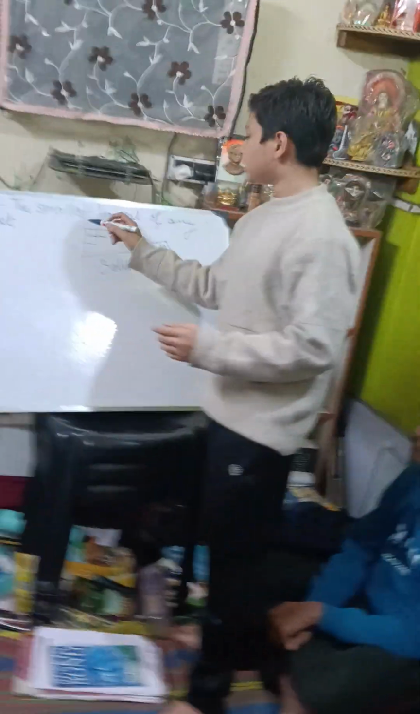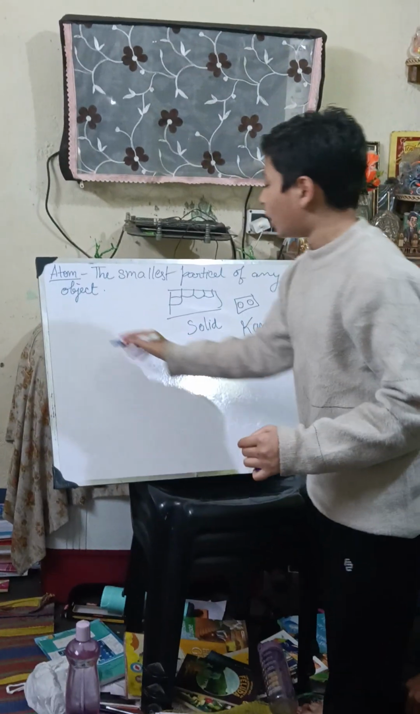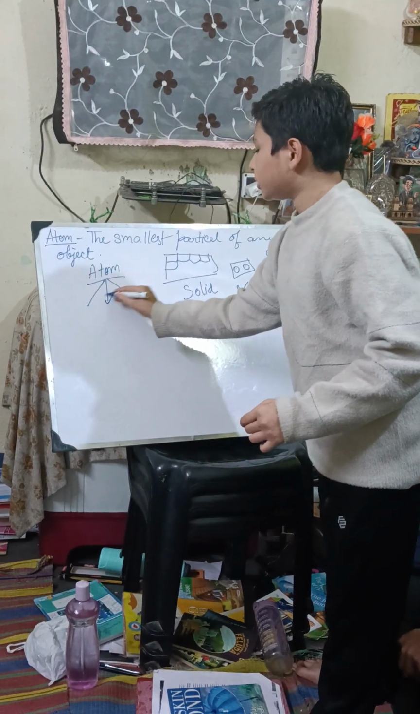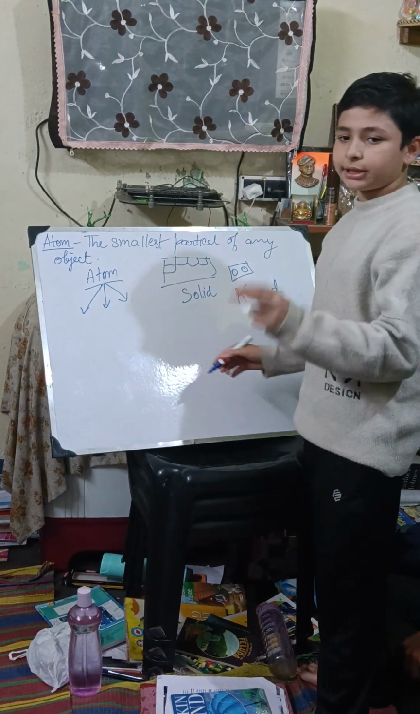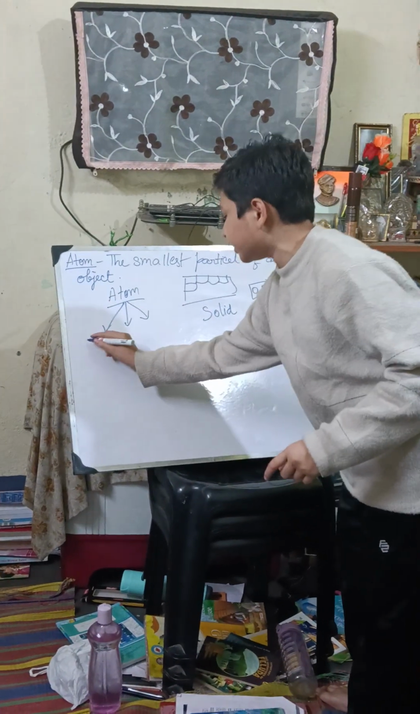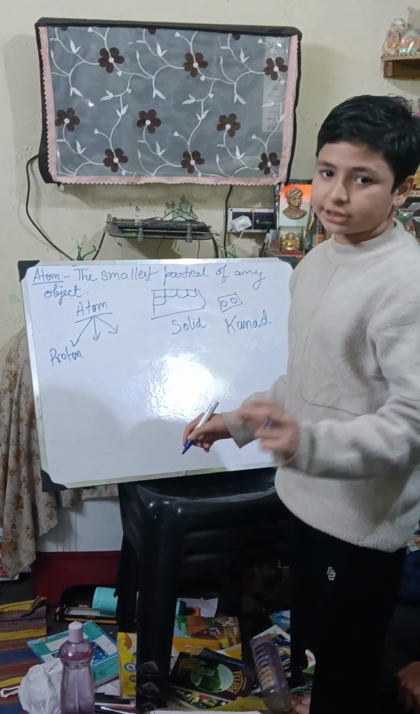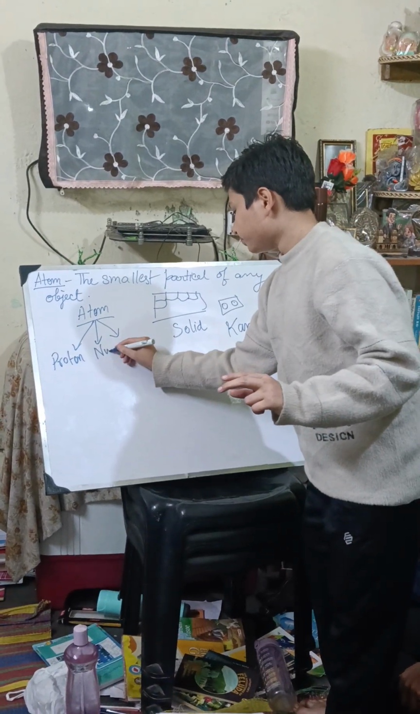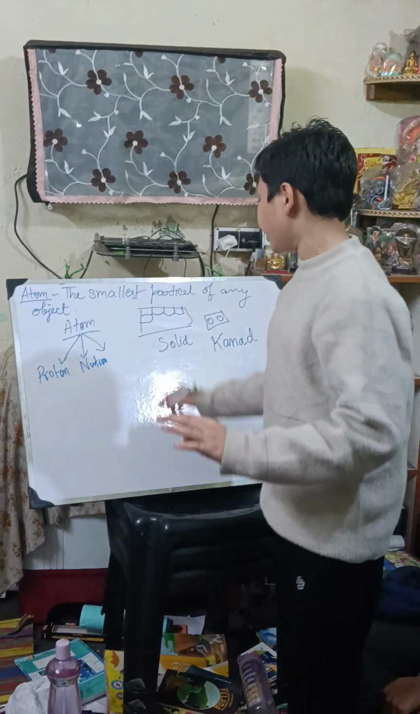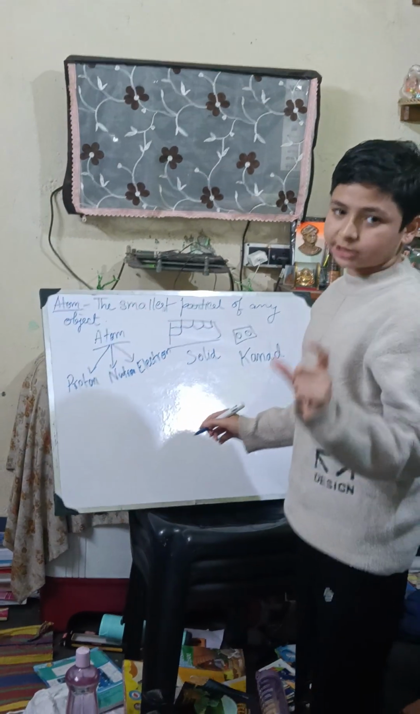This atom is now the smallest particle of any object. Now, we know that an atom has three particles in it. At first, we knew that atoms cannot be divided, meaning they cannot be subdivided. But now we came to know that there is the proton, which is a positively charged particle, the neutron, which is neutral, meaning it has neither positive nor negative charge, and the electron, which is a negatively charged particle.